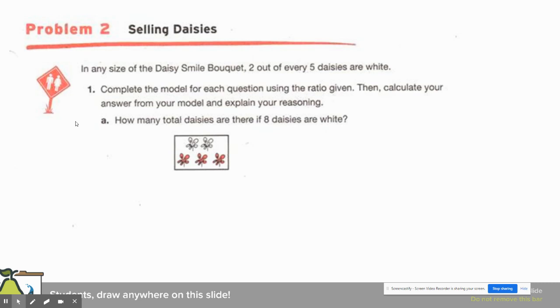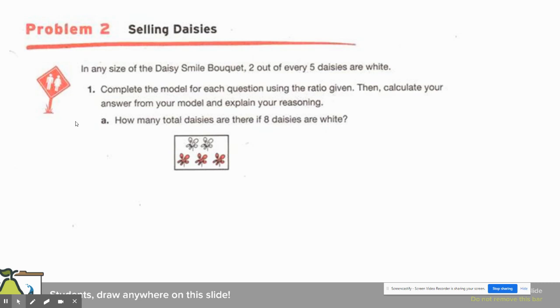Now I want you to draw. I left you a slide to draw on. Complete the model for each question using the ratio given. 2 out of every 5 daisies are white. How many daisies are there if 8 daisies are white?